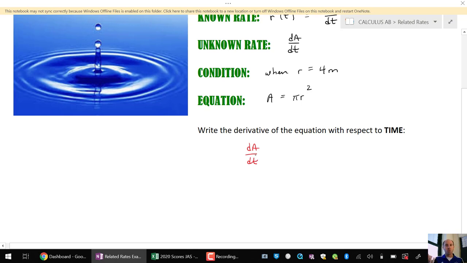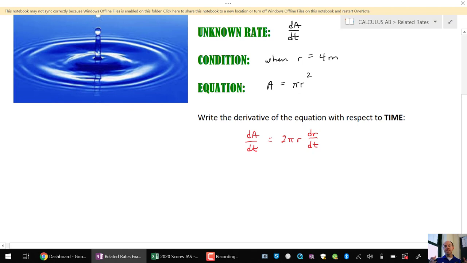It's really the chain rule being applied here. The derivative of A is 1, but then times the derivative of the inside, which would be dA dt. dt is the denominator because it's with respect to time. Then a power rule over here, 2 pi r, the power of 2 drops to a 1. And again, another chain rule times dr dt. So there's the implicit differentiation step for A equals pi r squared.